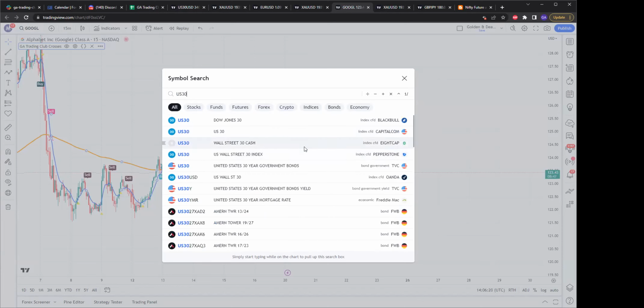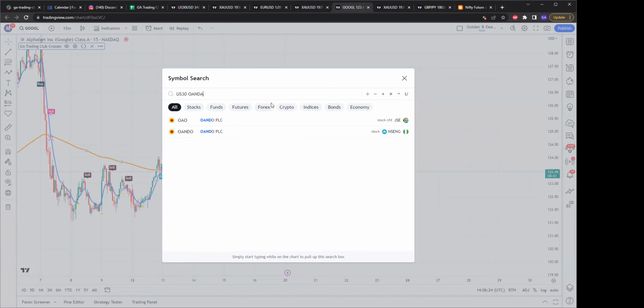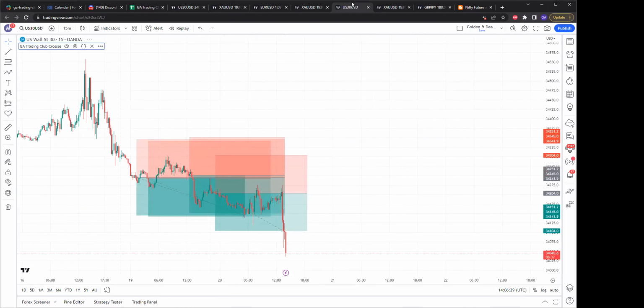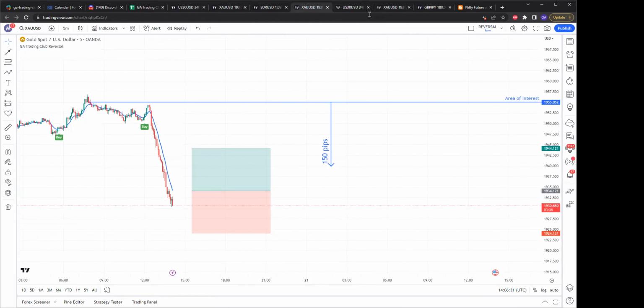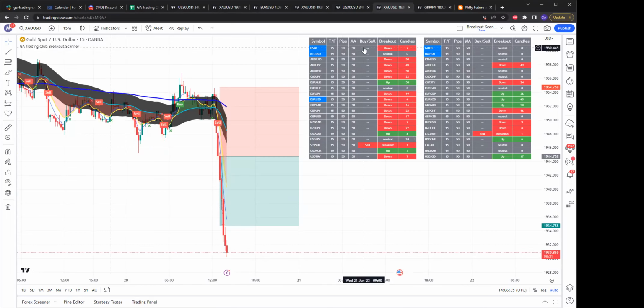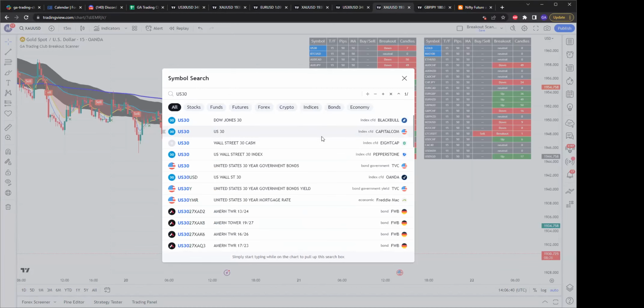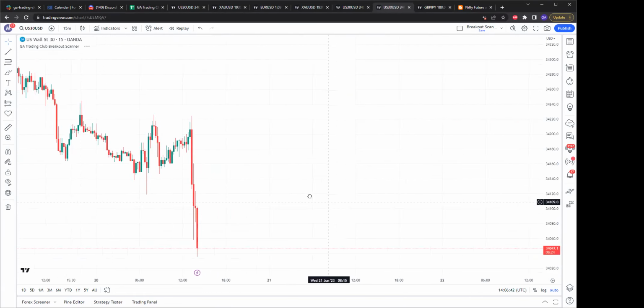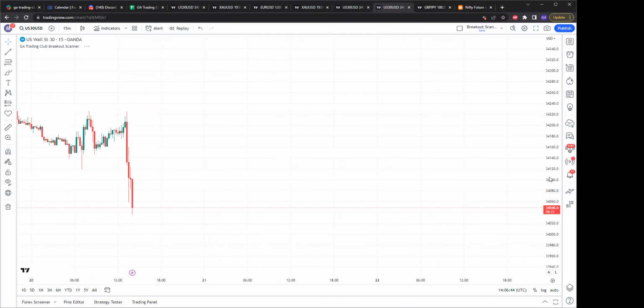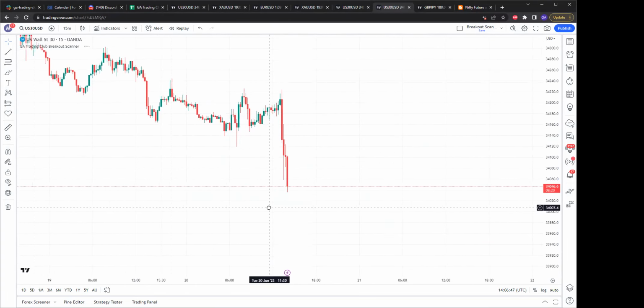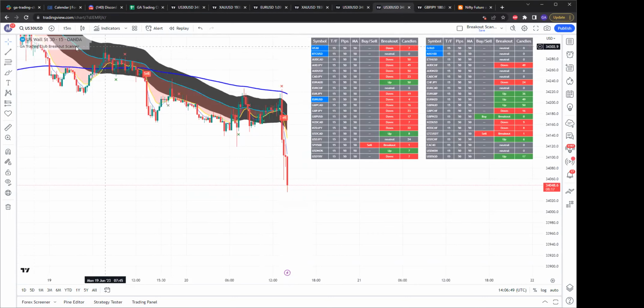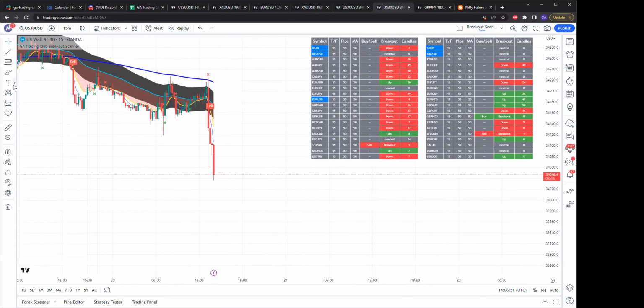And I'm guessing US30 is also, if we go to the breakout scanner, US30 should be breaking out to the downside. This is gold. Yeah, there's the sell for US30.